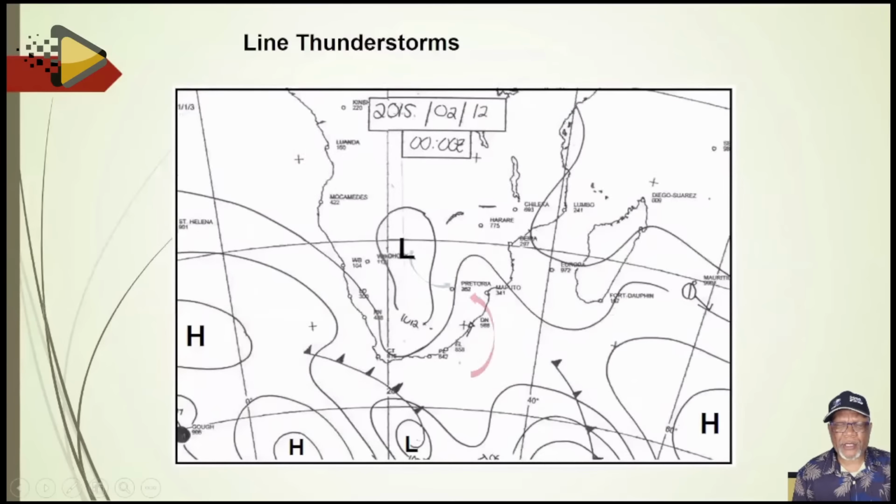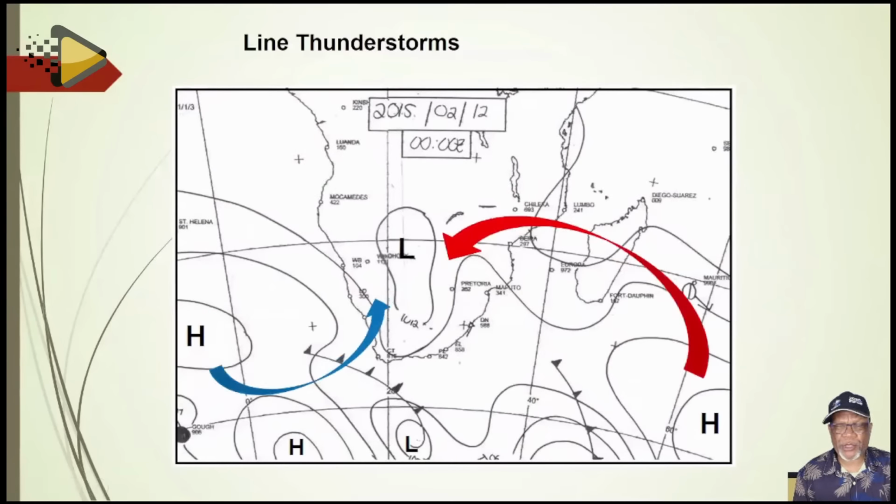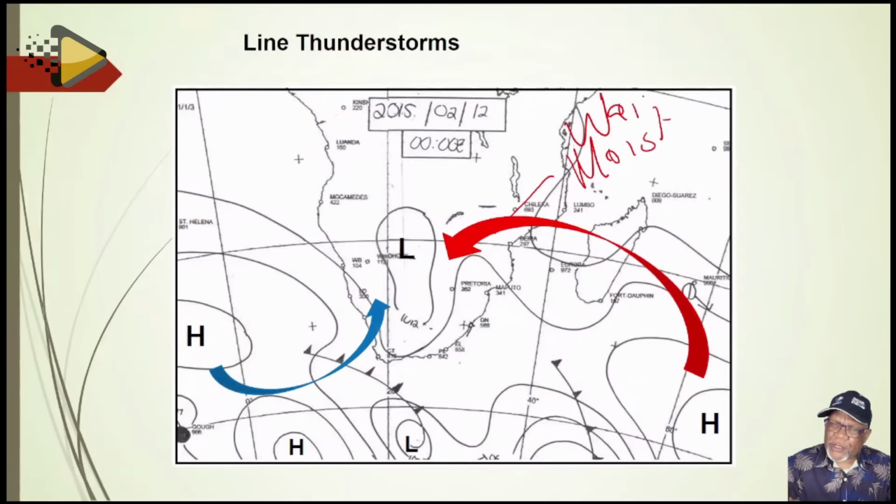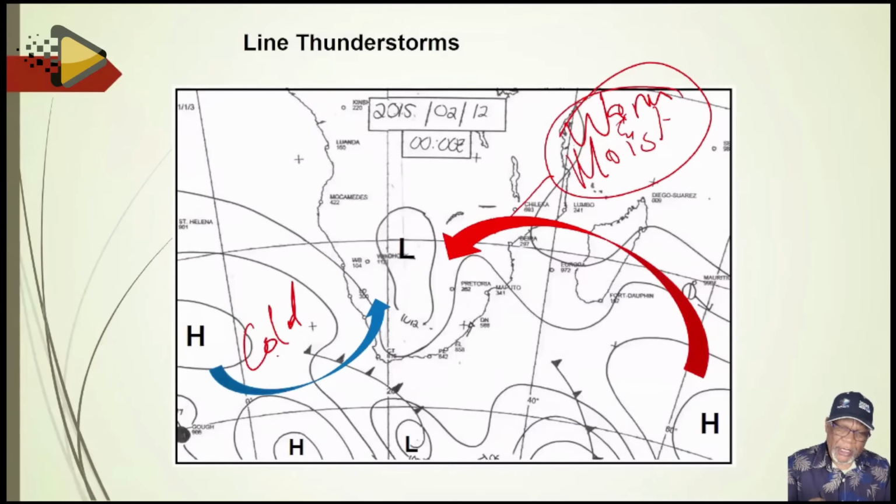Now, line thunderstorm. We've already spoken about thunderstorms many times, but it is very important that you must be able to describe these winds. You must name these winds. This is warm and moist air. Sometimes the examiner can ask you just to give the characteristics of this air mass. And this one is cold and dry air. So sometimes you could just be asked to give those characteristics.